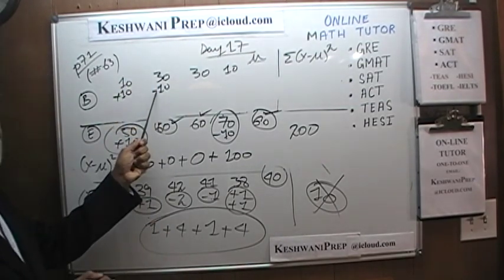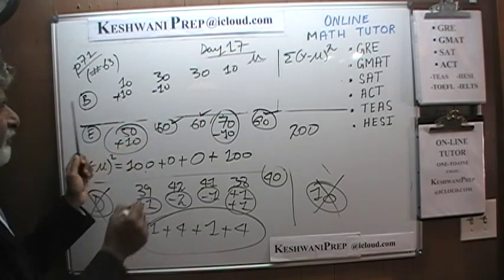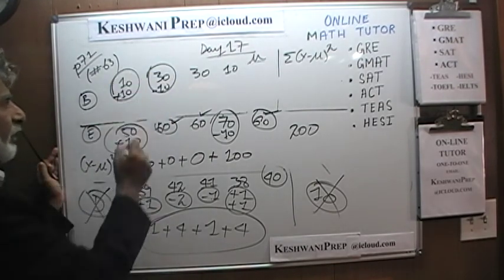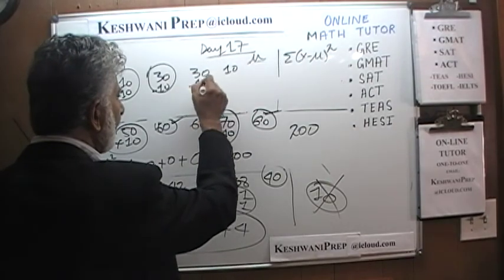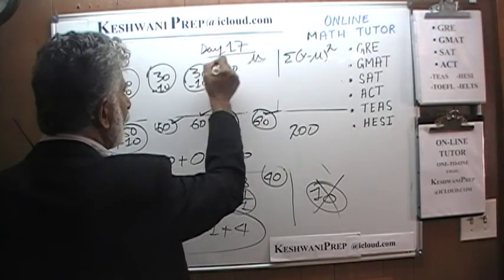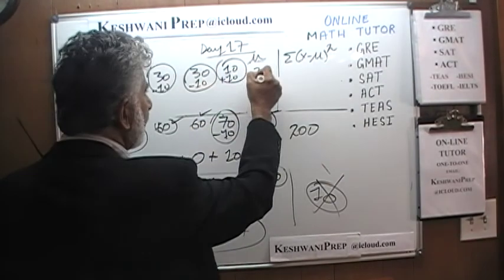If you take away 10 from this guy, what does it become? He becomes a 20. This quantity becomes 20, and this quantity becomes 20. Same thing here. Take away 10 from this guy, give it to this guy. They're all 20 now, which means the mean is 20.